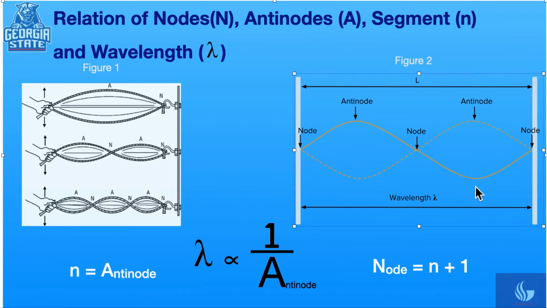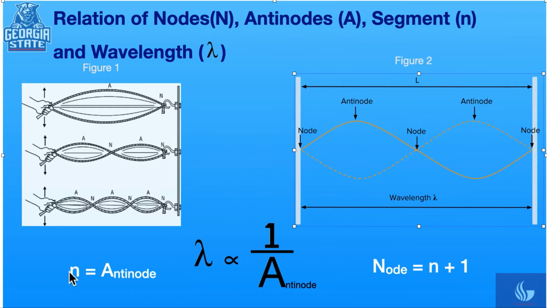Figure 2 represents the relationship between the wavelength, nodes, and antinodes. We see that wavelength is the distance between two consecutive crests or between two consecutive troughs. So for one wavelength, there are two antinodes and three nodes.